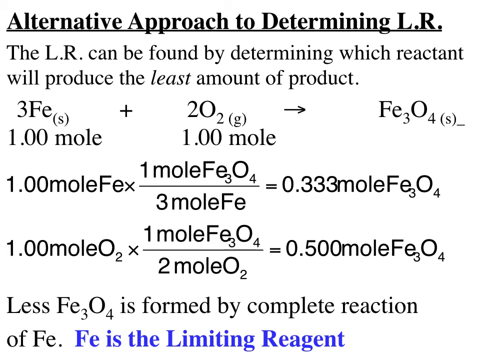They take the amount of starting product, or reactant, calculate based on stoichiometry how much product will be formed from each reactant, and the reactant which forms the least amount of product is the limiting reagent. Again, this is typically the way I see most people working this problem.